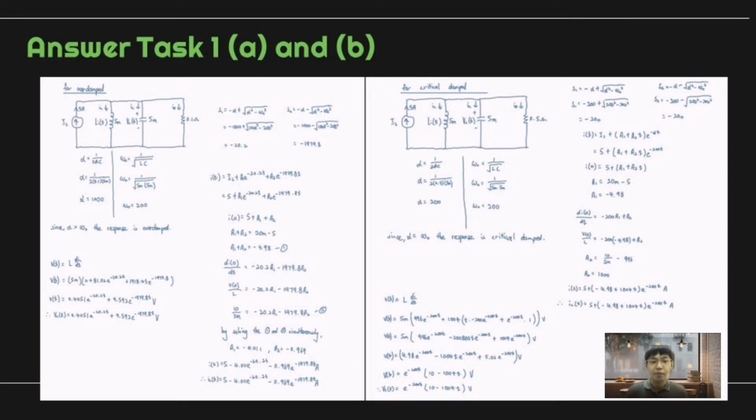For the critically damped case, the steps are basically the same. The only difference is that the value of alpha and the value of omega naught will be equal to each other, which is 200. The general equation for i(t) will also change, which is Is plus (A1 plus A2 t) e to the power of negative alpha t. Then we repeat all the steps that we have shown in the overdamped response just now, and we get our iL(t) as well as our vC(t) equation.